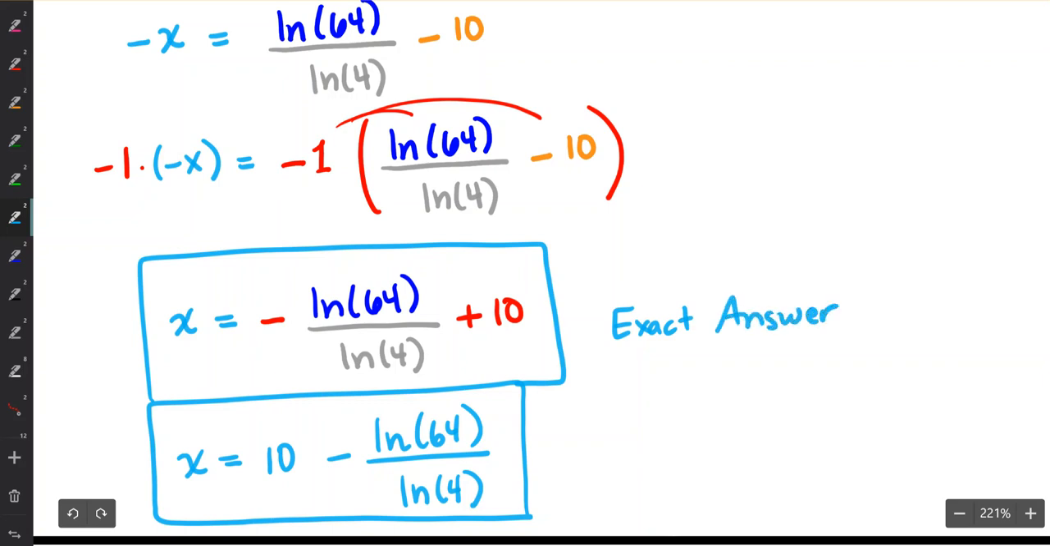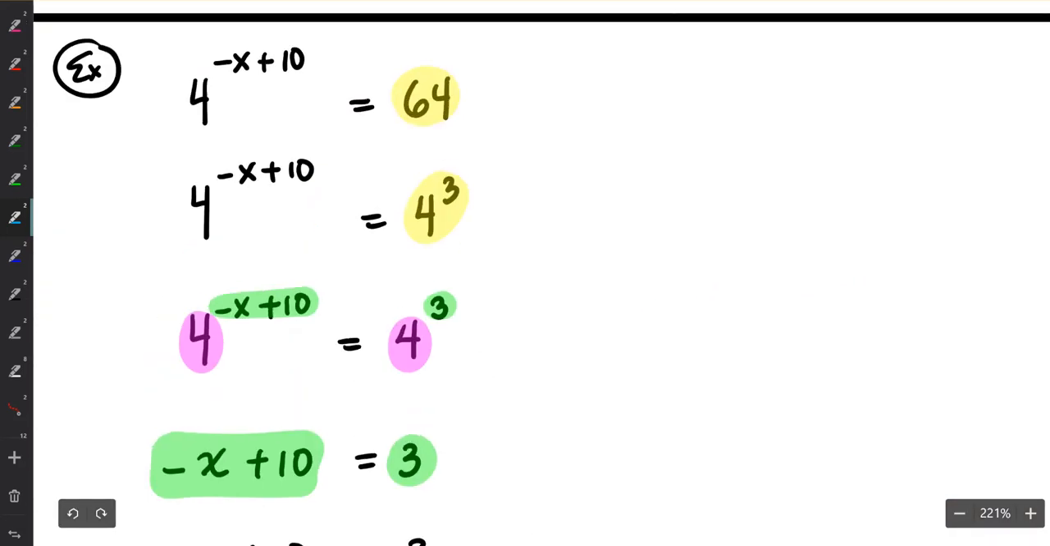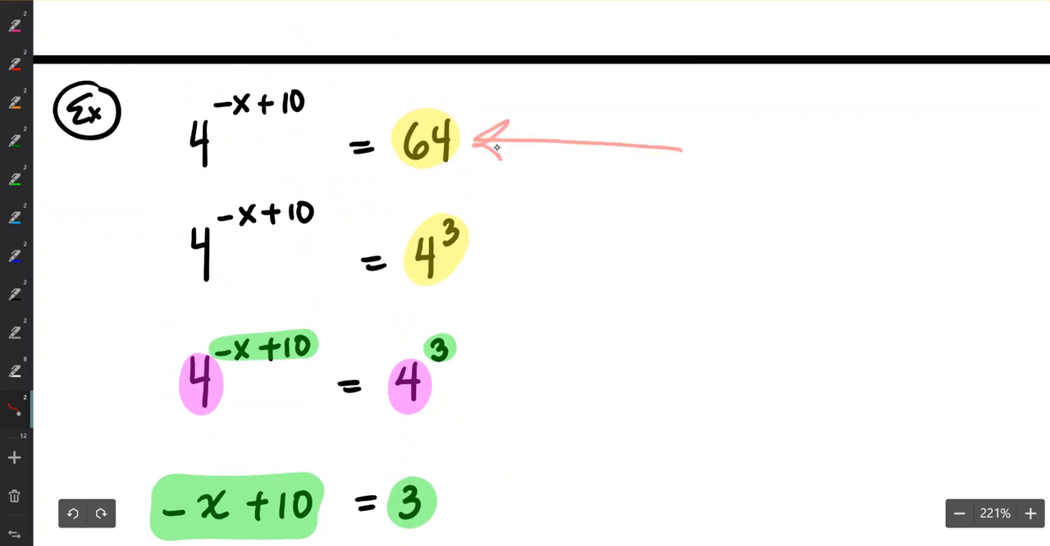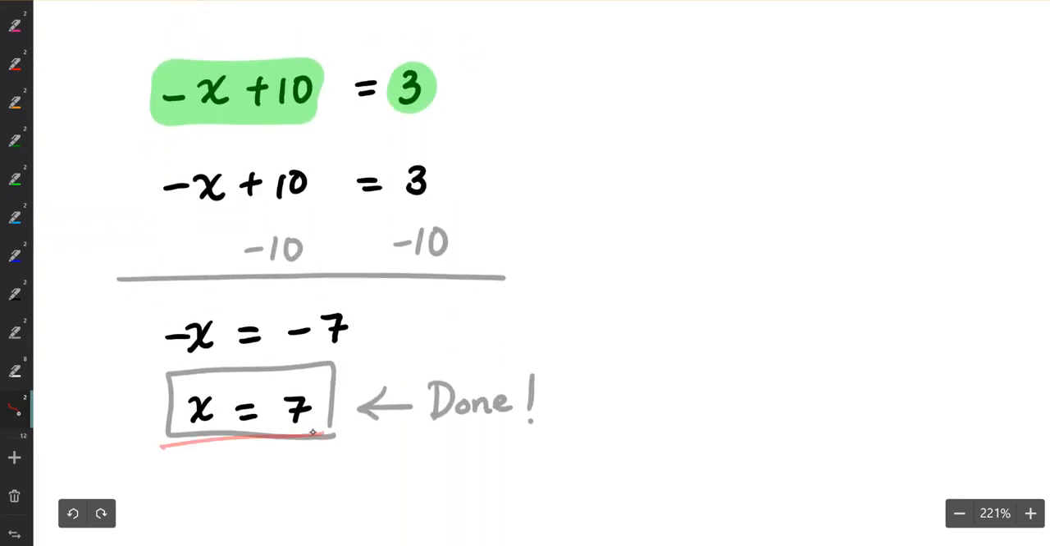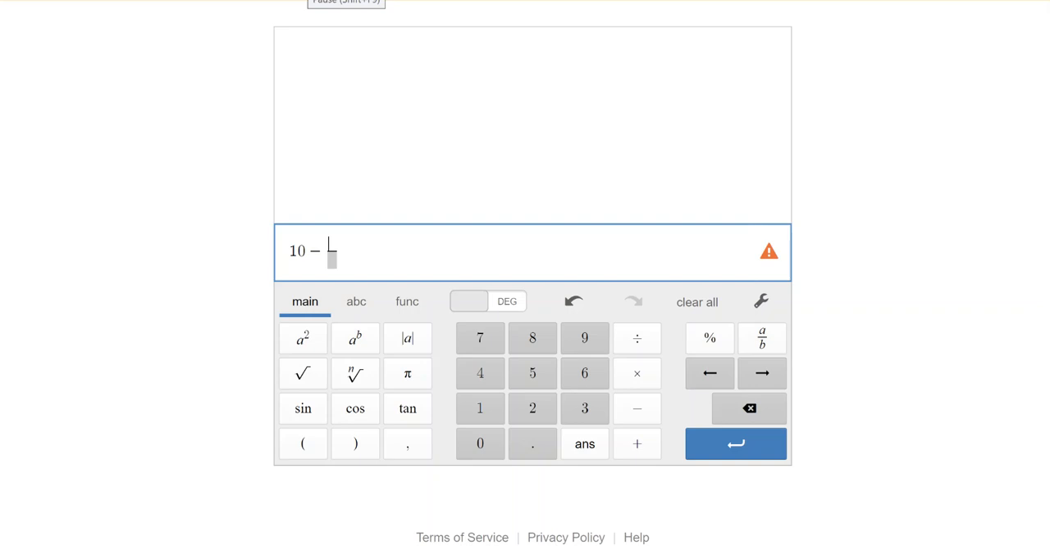Now, we already did the math and we found out that x was positive 7, because I gave us nice numbers where we didn't need the log. Let's see that that's the case using our calculator. So our answer was 10 minus this number. In the numerator, we had the ln of 64. In the denominator, we had the ln of 4. Aha! Look at that! Isn't that cool?